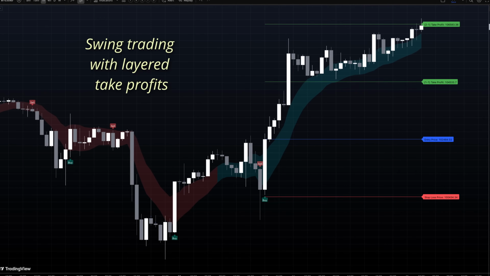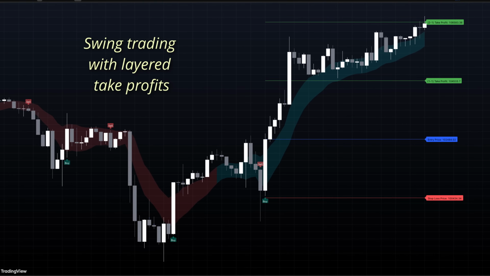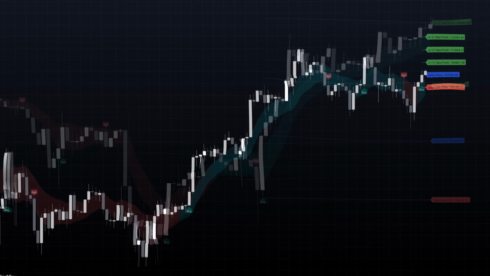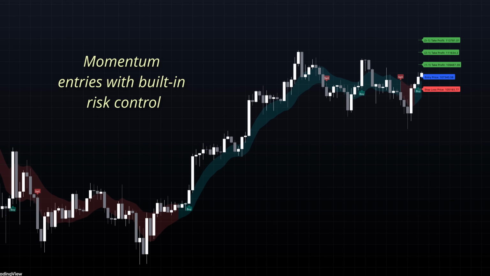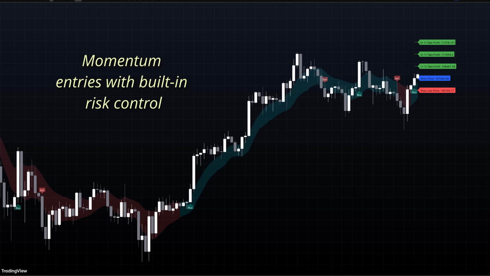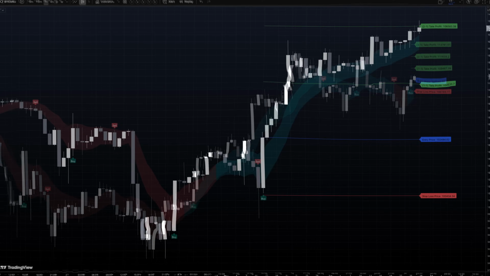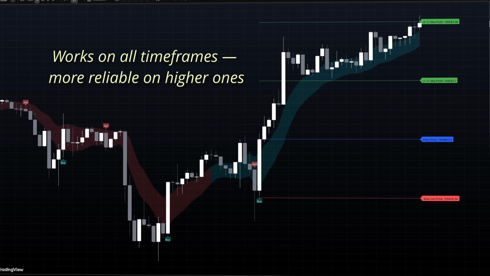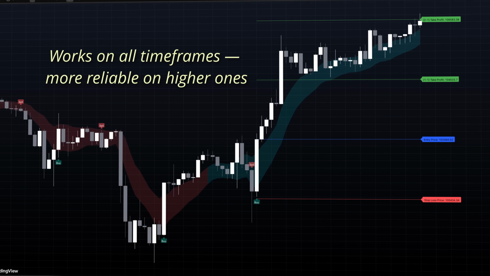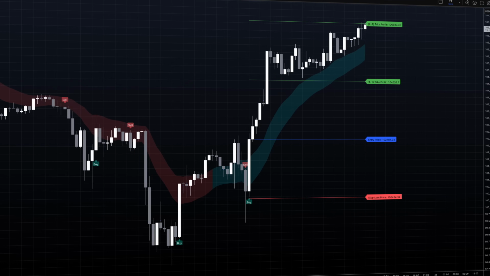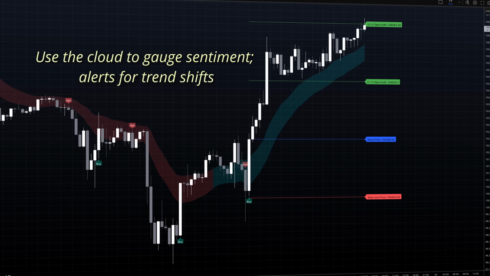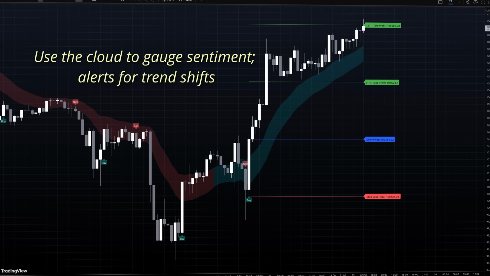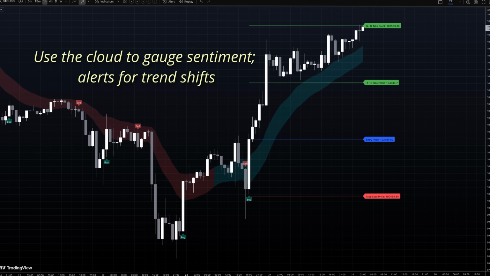Trading applications include swing trading setups, where the multiple take-profit levels allow for partial position management. Day traders can use the signals for momentum entries, while relying on the automated risk management levels. The indicator works across various timeframes, though higher timeframes typically provide more reliable signals due to the pivot point requirements. The cloud visualization helps traders assess overall market sentiment before taking positions, while the trend change alerts provide early warnings of potential reversals.